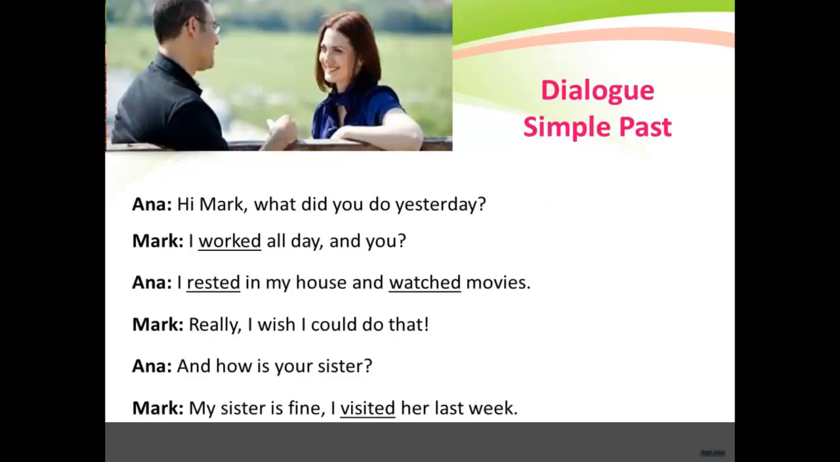Now let's see different dialogues that we can use in simple past. Hi Mark, what did you do yesterday? I worked all day. And you? I rested in my house and watched movies. Really? I wish I could do that. And how is your sister? My sister is fine. I visited her last week. Notice the verbs worked, rested, watched, visited her last week.